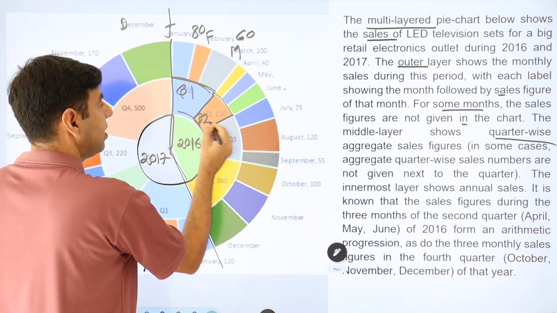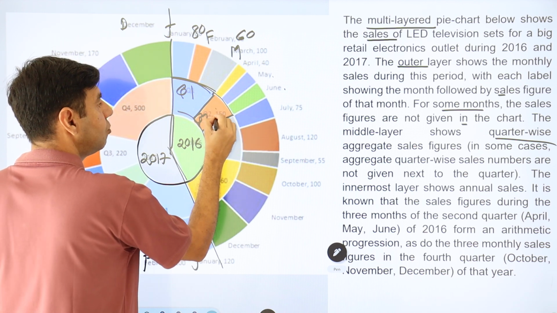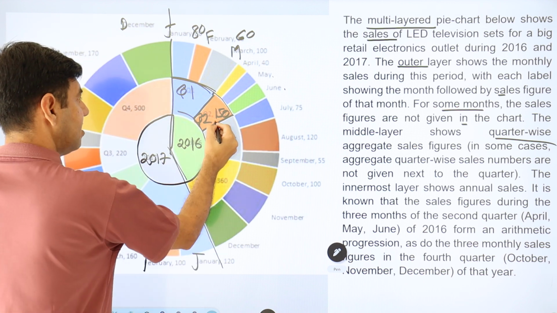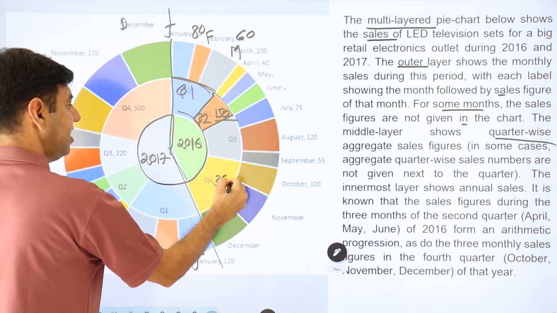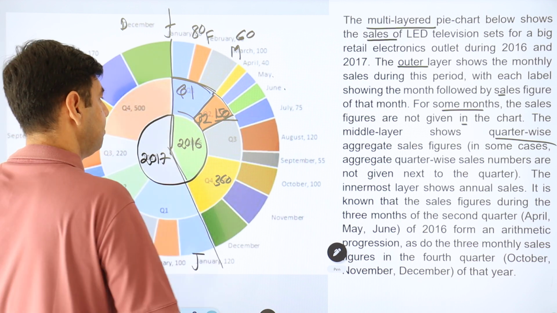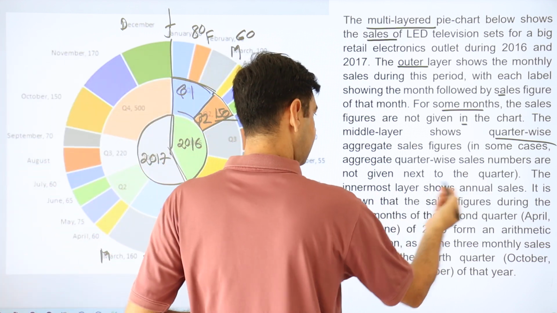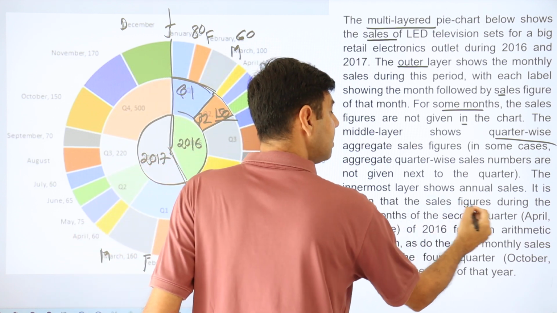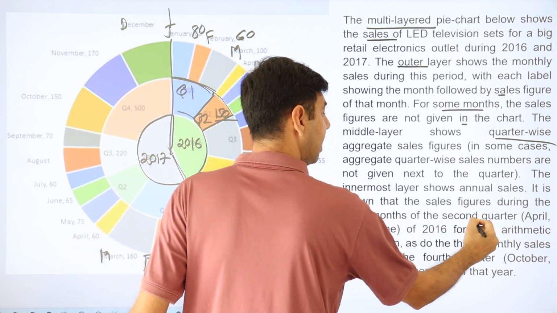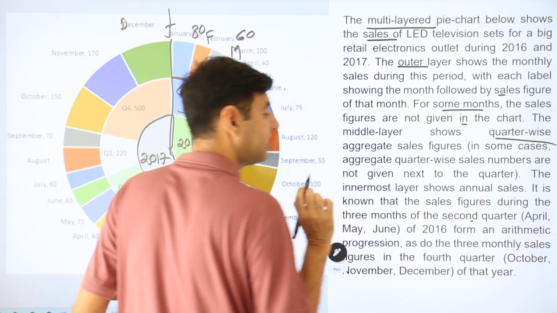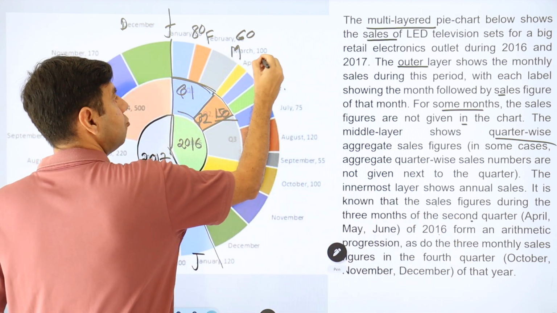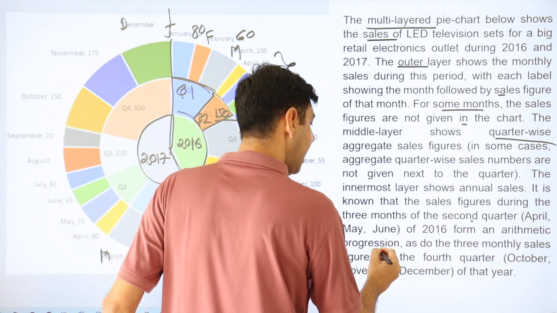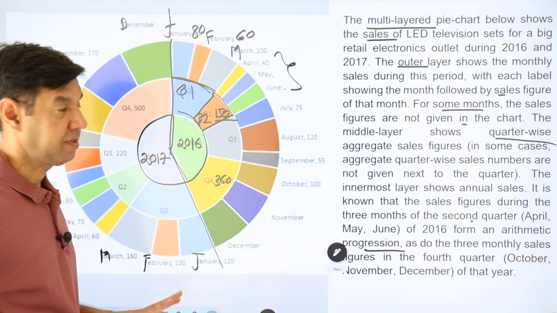Quarter 3 has become higher, and in the quarters also, for some of the quarters the aggregate sales is given to us, like this is 150, this is 360, and for some it is not given. So that's what is written here. Now it is known that the sales figures during the 3 months of the second quarter of 16, April, May, June, form an arithmetic progression.